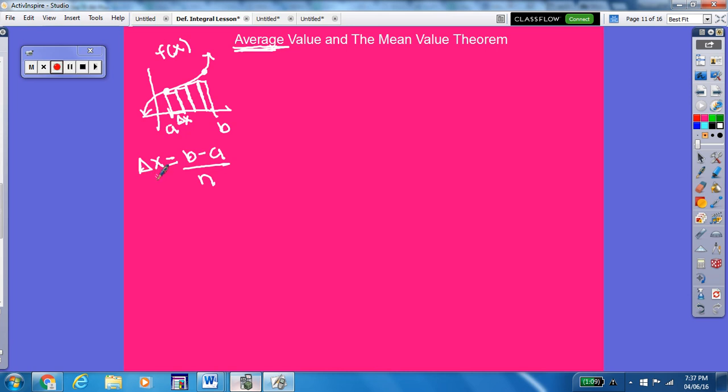If I multiply both sides of this equation by 1 over the quantity b minus a, this is legal if I do it to both sides.